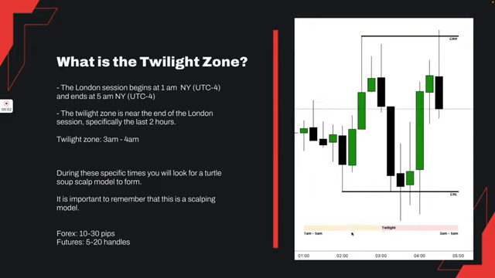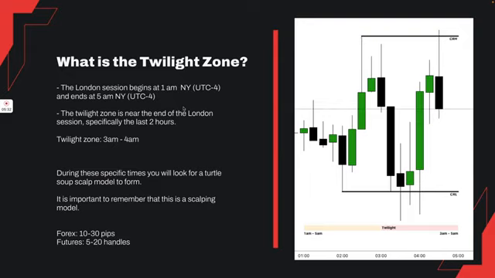So as you can see here, London session begins at 1 a.m., ends at 5 a.m. The twilight zone starts at 3 a.m. and ends at 5 a.m. Twilight zone depicted in red. And as you can see, we have a reversal within the twilight zone. This is exactly what we will be trying to catch. Not this move.